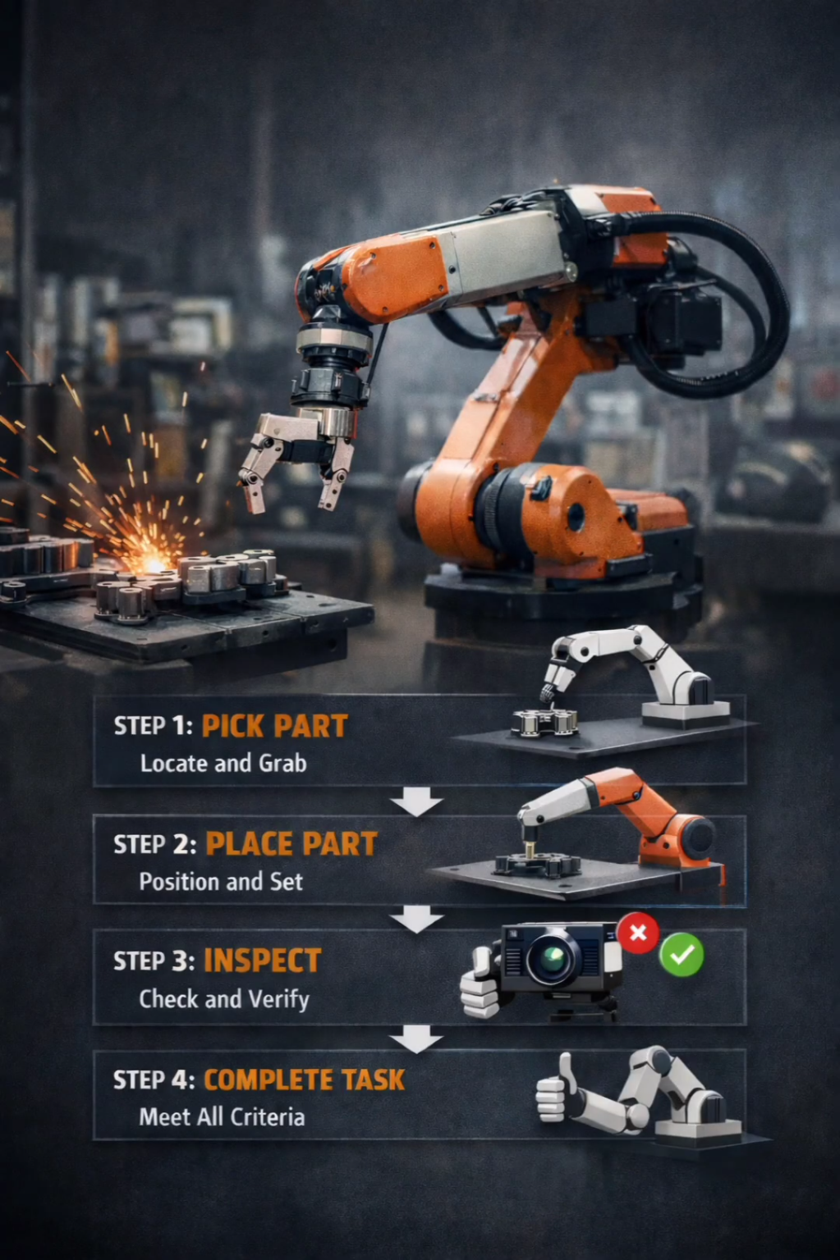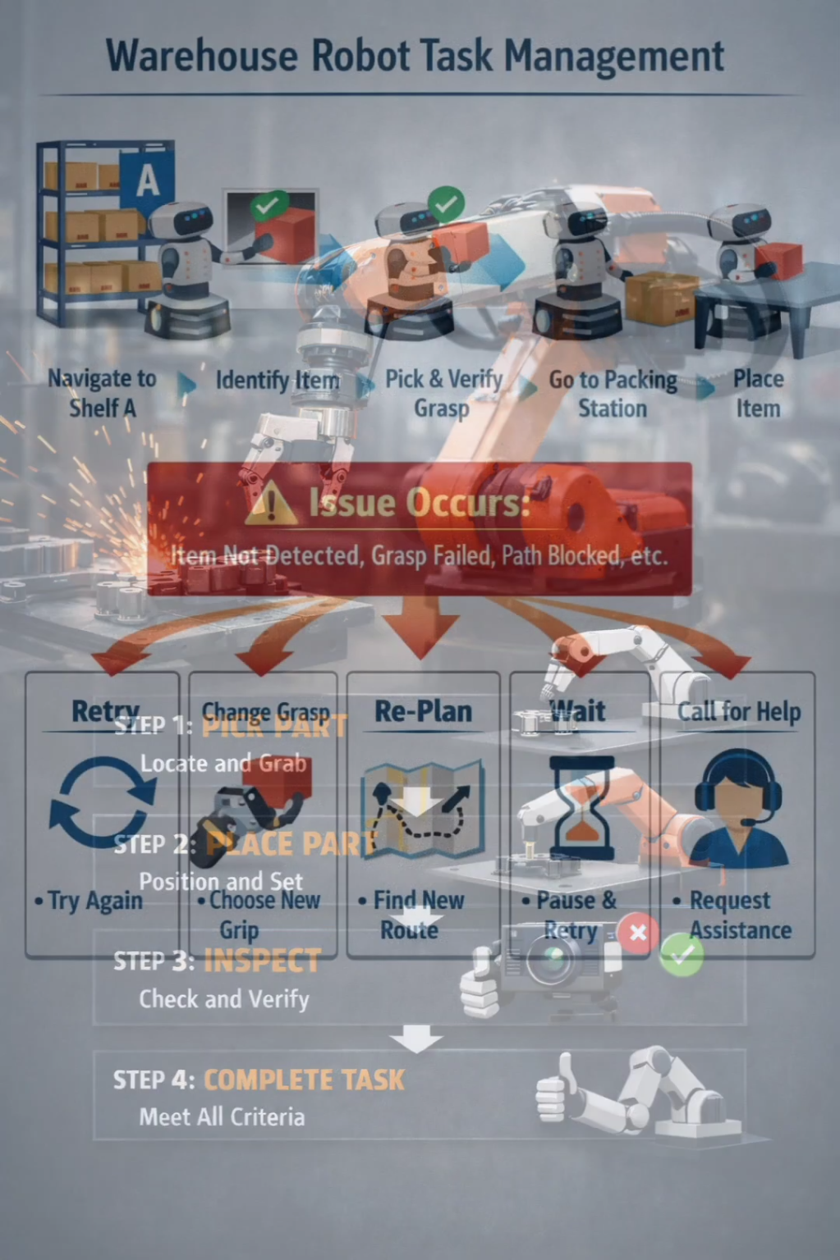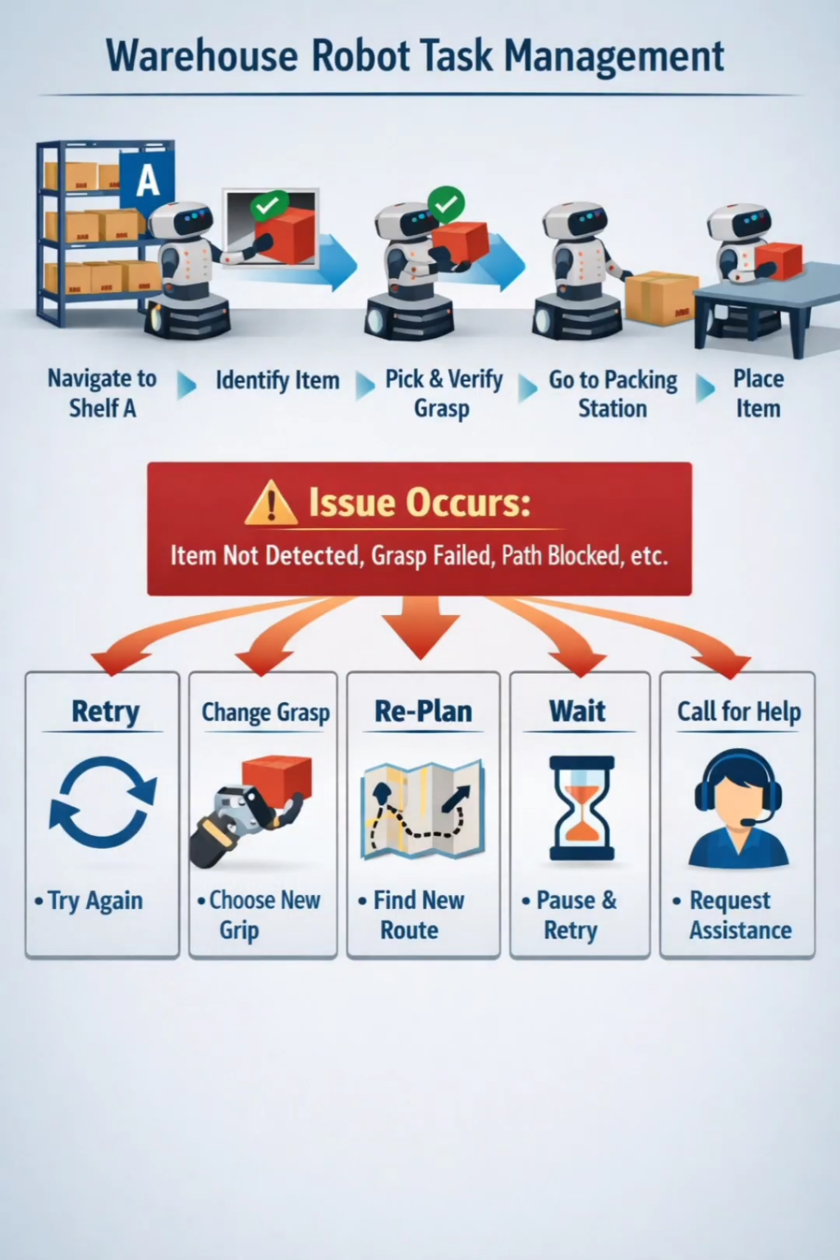Task management is required because real robotic work is not one continuous motion. It is a multi-step procedure with conditions. For example, a warehouse robot's task might be navigate to shelf A, confirm the correct item, pick it, verify the grasp, navigate to the packing station, and place it.